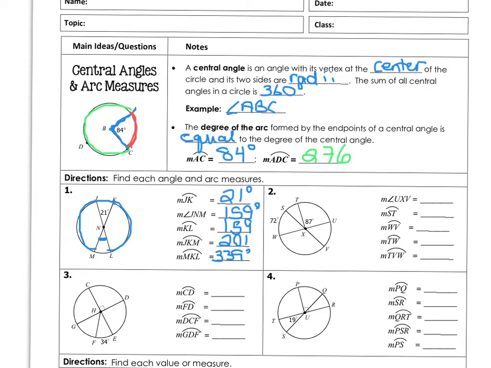All right, you guys go ahead and pause this and give number 2 a go. Come back on when you're ready. Okay, here's the answer to number 2. Hopefully you did well. Let's move on to number 3. So let me move this up here.